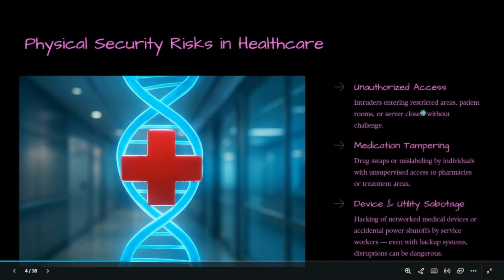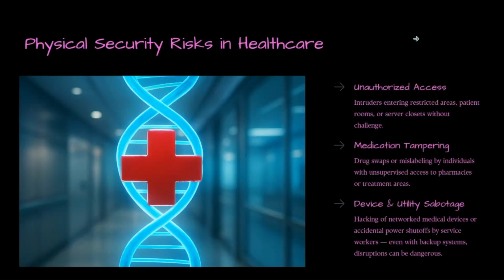So what are some physical security risks in healthcare? There are multiple. Like we mentioned before, unauthorized access, and this could be intruders, or people going into patient rooms when not escorted or given permission, and also accessing server closets where networking equipment is stored. There's also medication tampering, and this can happen through drug swaps or mislabeling by individuals with unsupervised access to pharmacies or treatment areas.